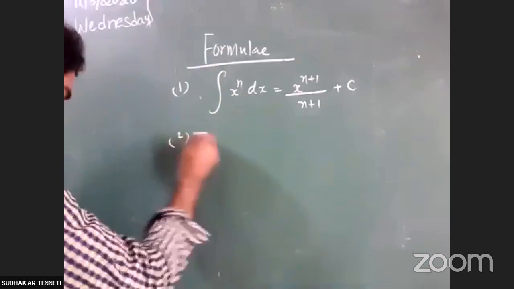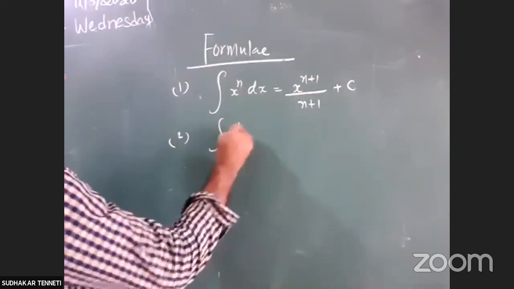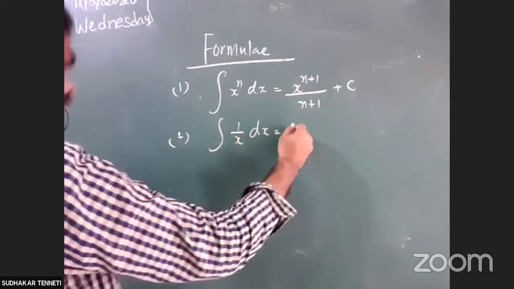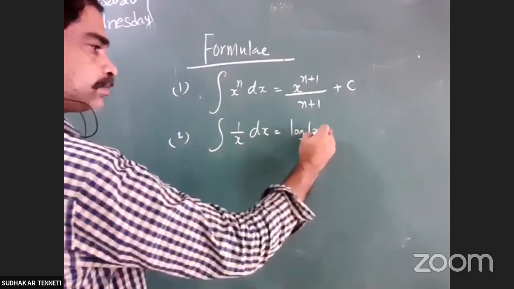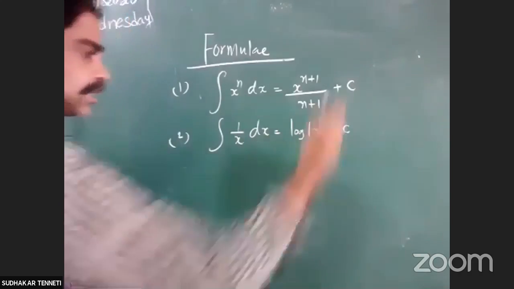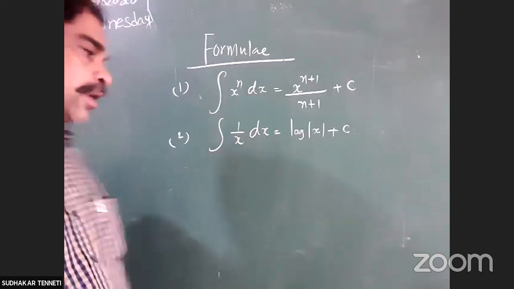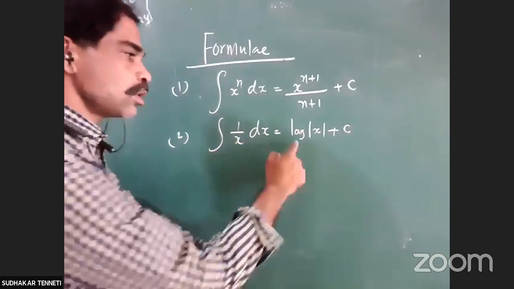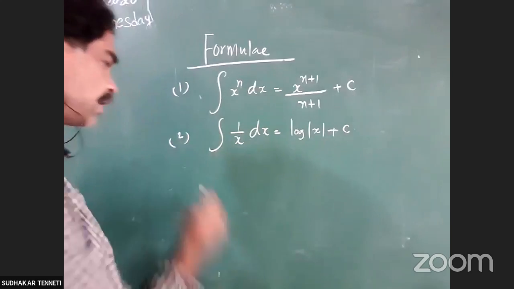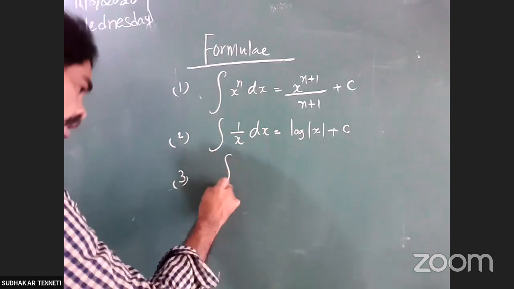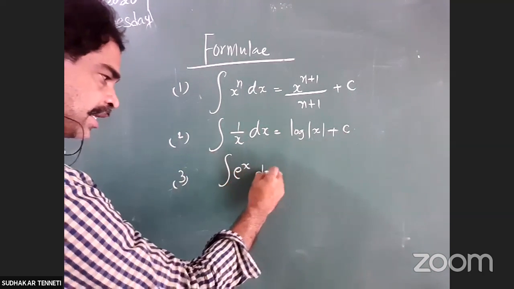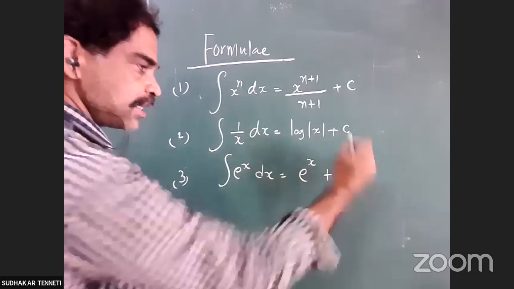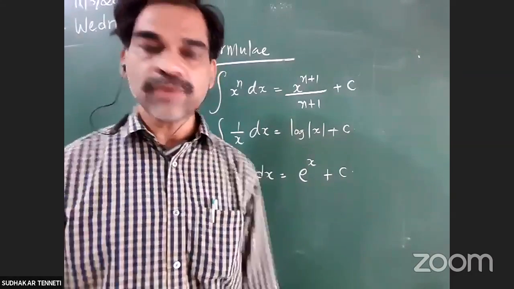The second one is most important: integral of 1 by x dx is equal to log mod x plus c. This is the most important second formula. And the third one is integral of e power x dx is equal to e power x plus c. So this is the most important formula. Note down those three formulae.